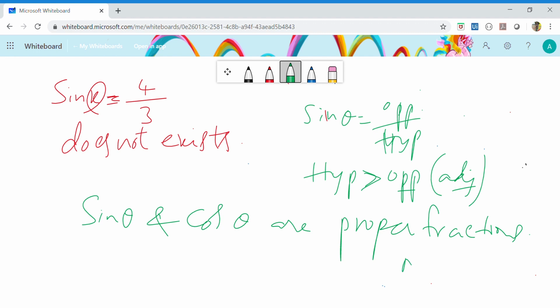That means the numerator must be less than the denominator. So the opposite side and adjacent side are always less than the hypotenuse. So 4 by 3 is greater than 1, and the maximum values of cos theta and sin theta are 1. So it does not exist. So 4 by 3 is wrong.